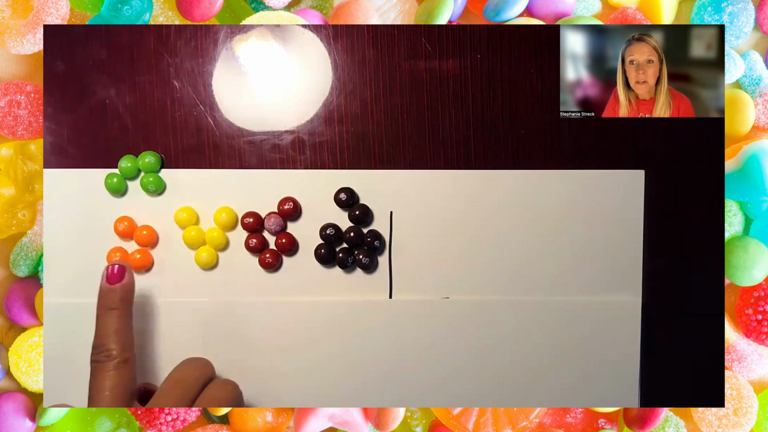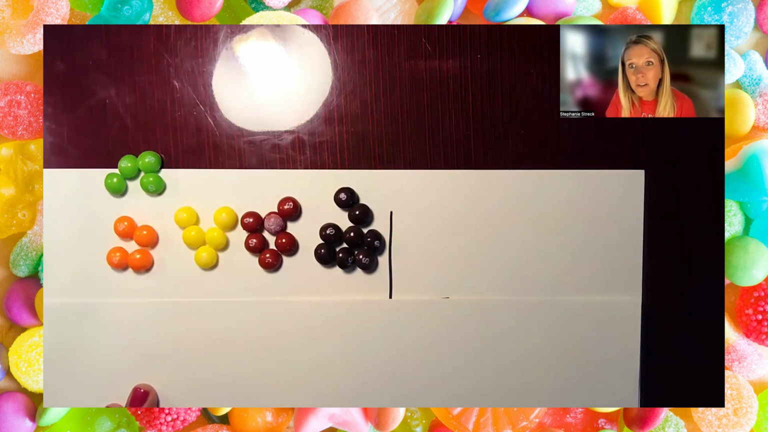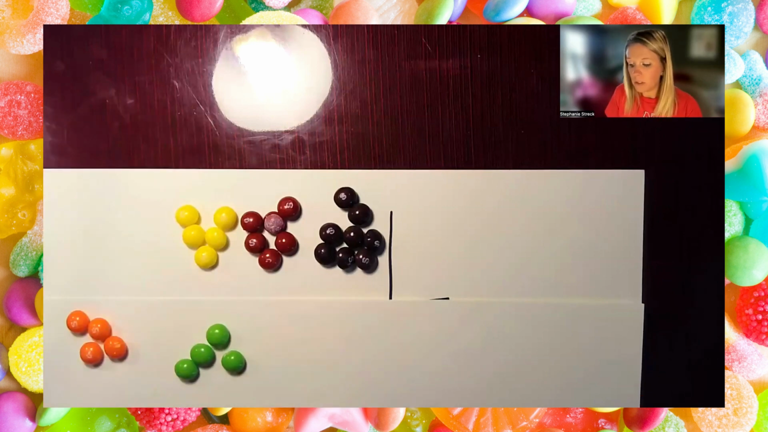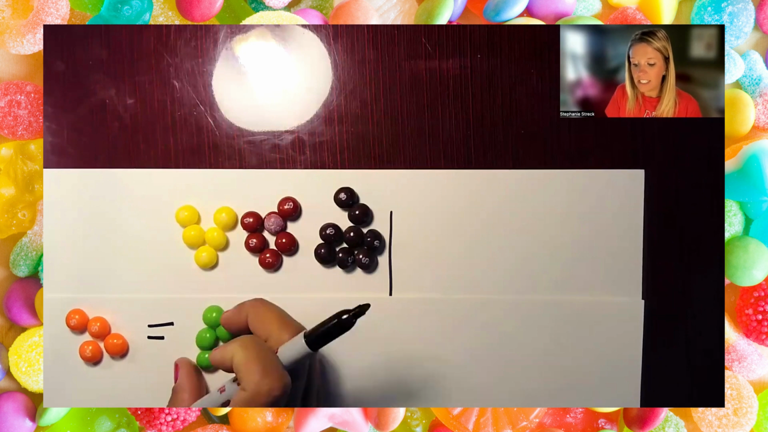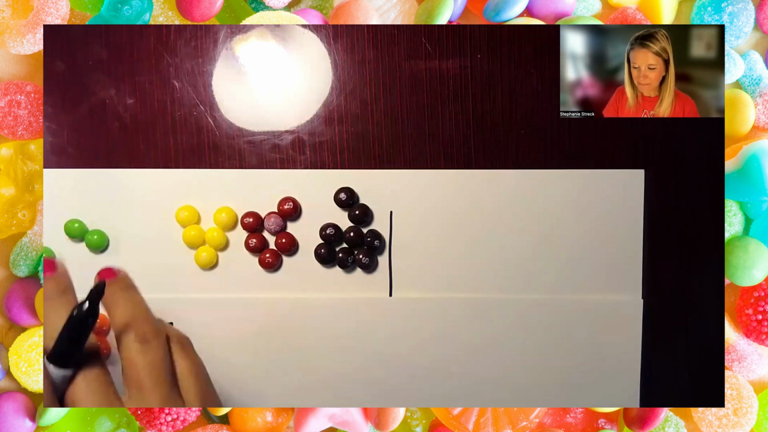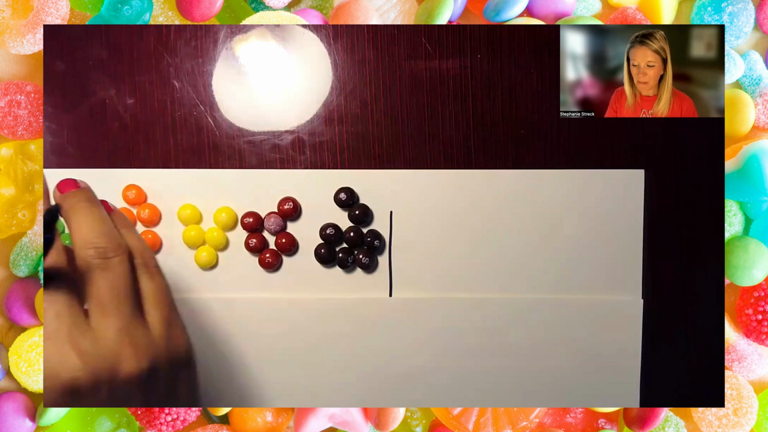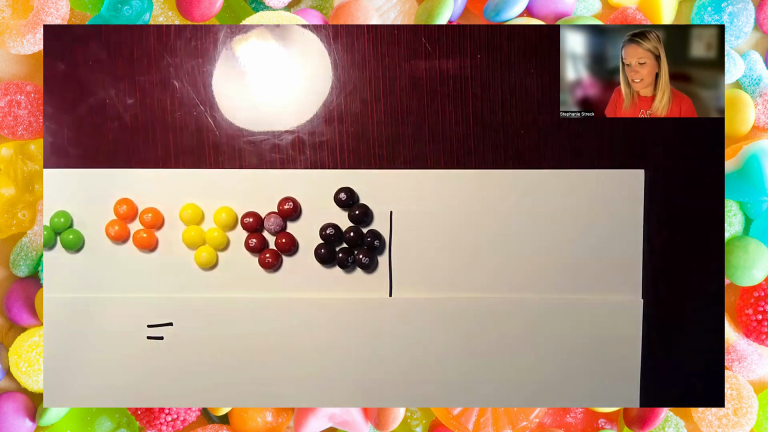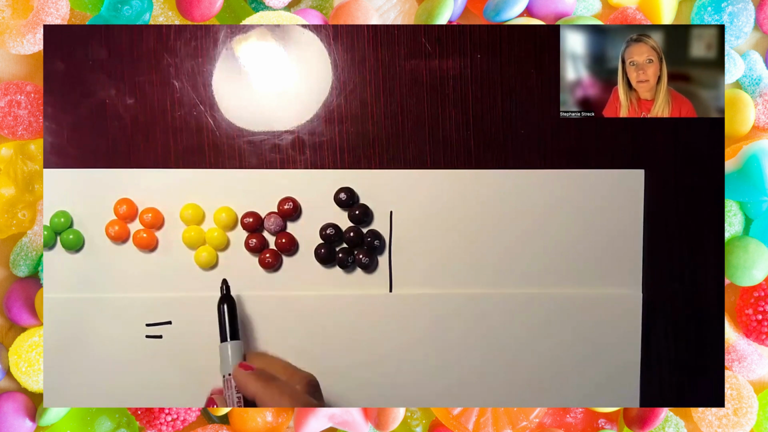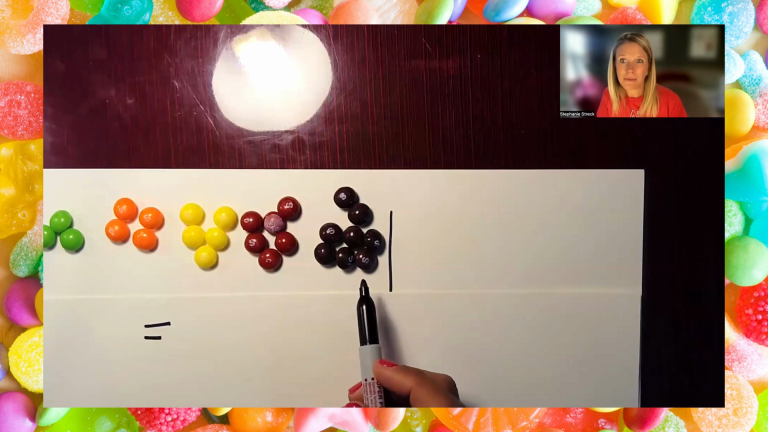You could say, all right, we have the same. They are equal to each other. Orange equals green. It's the same. Or if you're a bit like me, you might choose to eat one of them. And then you could say, well, now we have 3 and 4. Maybe they get to eat one so that you have different sizes. And then you could eat them as you go. Like, how could we make them all the same amount? How could we make red and purple the same? How much would we have to eat?